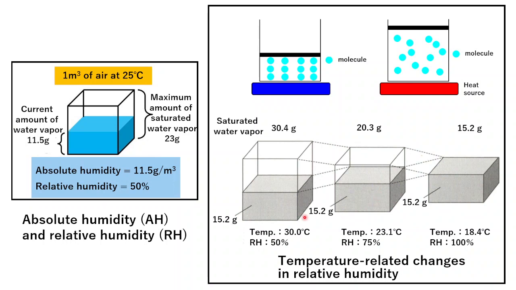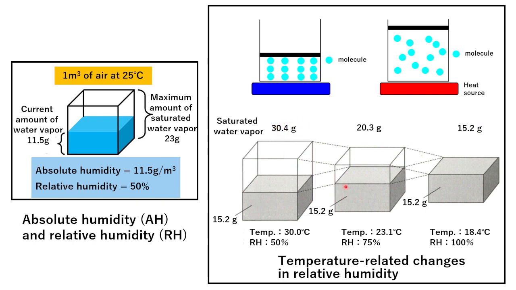This figure shows that relative humidity varies with temperature, but the size of this container shows the amount of saturated water vapor that varies with temperature. And it can be seen that the higher the temperature, the greater the amount of saturated water vapor.